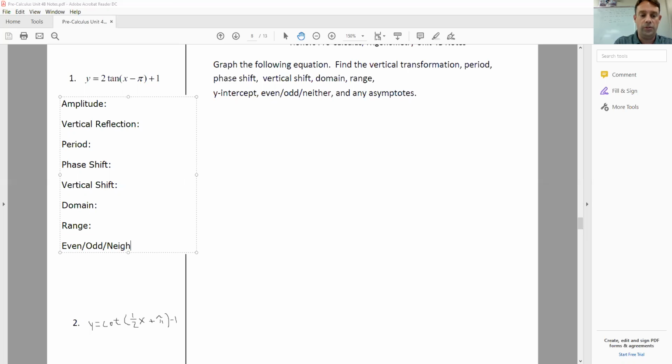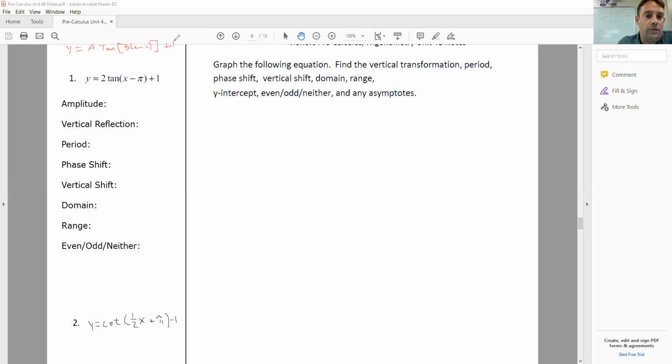And since it's tangent, we can just toss out even, because we know that can't happen. All right, so again, you should be getting used to this by now. All of our trig graphs still follow our transformation idea. So A times tangent of B x minus c, plus d.